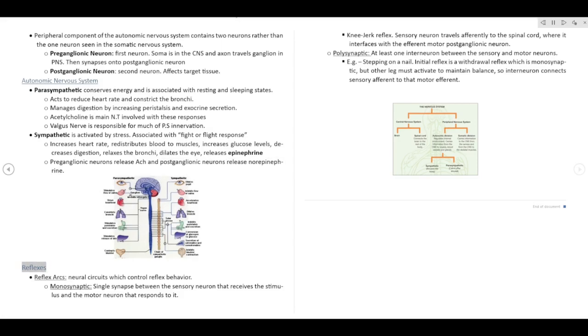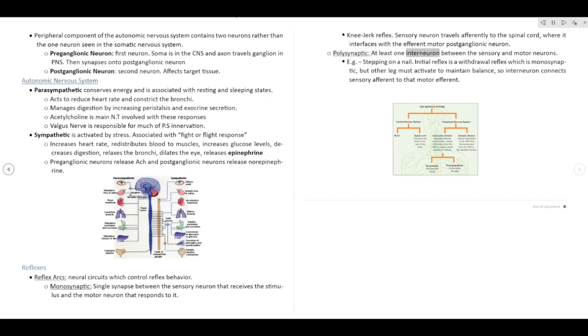Reflexes. Reflex arcs are neural circuits which control reflex behavior. Monosynaptic: a single synapse between the sensory neuron that receives the stimulus and the motor neuron that responds to it. Knee-jerk reflex: the sensory neuron travels afferently to the spinal cord, where it interfaces with the efferent motor neuron.